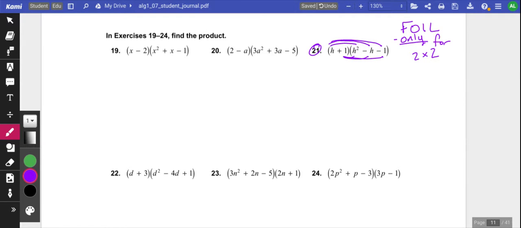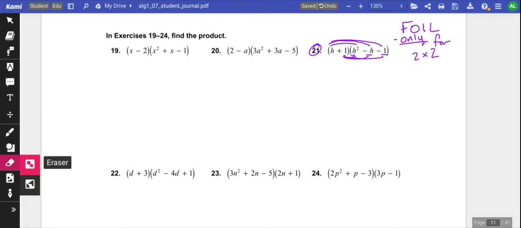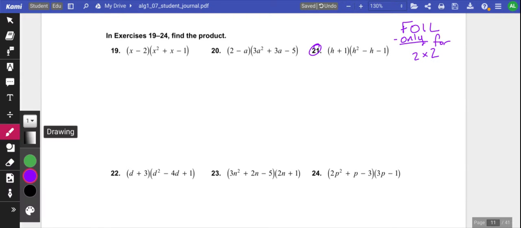I've seen this called the shower method too, because it's like you're showering the h to all of these terms and the 1 to all the terms. So every term has to get multiplied by every other term. All right, so let's go term by term and do that. So we've got h times h squared. If you get stuck on these, think of this like h to the first power. You're adding those exponents up, so you're going to get h to the third. And then h times negative h.